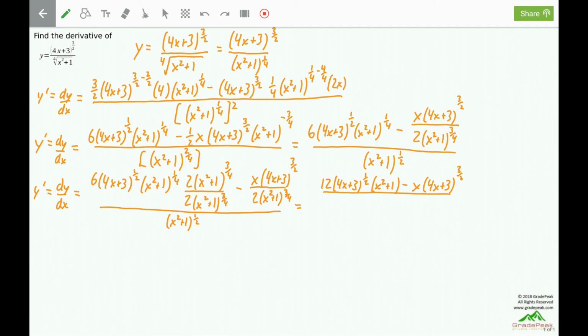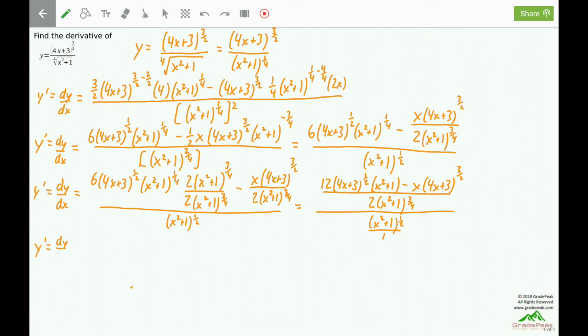All of this is over that common denominator, which is 2 times x squared plus 1 to the 3/4 power, and then the entire thing is divided by the overall denominator, which is x squared plus 1 to the 1/2 power. Now, what we're going to do with this in the next step is we're going to reciprocate that denominator. I'm going to put it over 1, so it's now a fraction, so I can reciprocate and multiply it with the numerator. Now that I have a single fraction in the numerator, we can reciprocate the denominator fraction and multiply it.